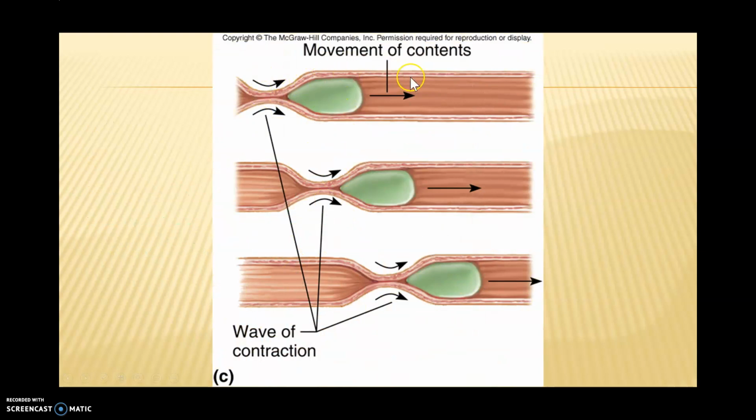So again, remember that the esophagus is lined with smooth muscle tissue, so there's kind of a wave of contraction that happens here. As these little contractions go through, we can see that the food is going to be propelled downwards. This is also the reason that we can eat upside down, because these little contractions are going to push the food towards your stomach no matter what.